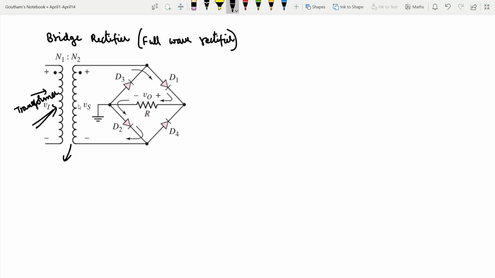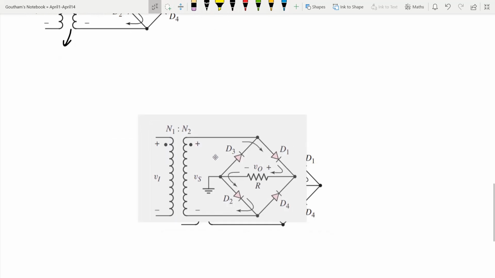There is no center tap over here, but over here we have four diodes versus the two diodes that you used in the center tap transformer case. So here we'll be using two diodes extra compared to your center tap transformer full wave rectifier. Now let us try and analyze. Let me take a copy of this.